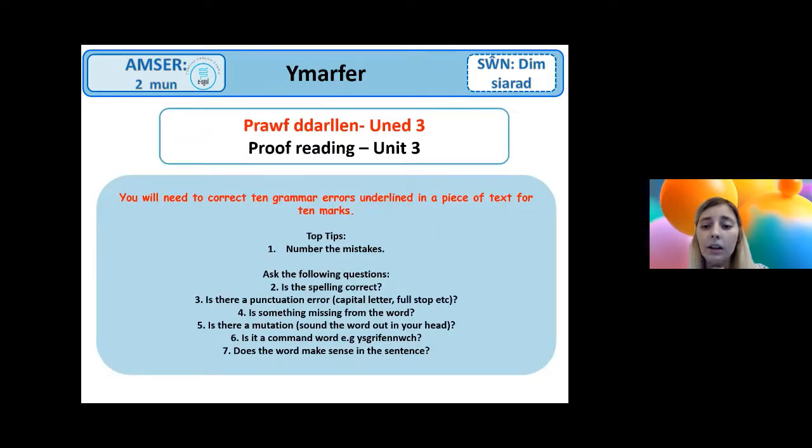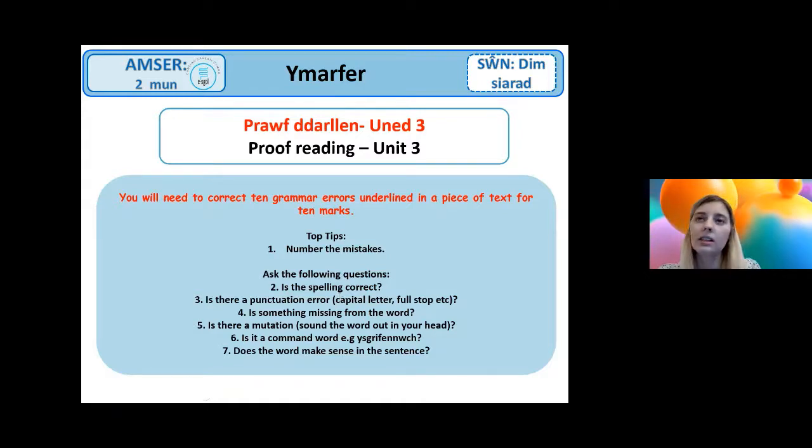So in your Unit 3 exam, the first exam you would be sitting, there's a prawf-ddarllen exercise, a proofreading exercise. That means you need to correct 10 errors underlined in a piece of text for 10 marks. What I would do, if you were going to answer this exam question when you return to school, first of all, number the mistakes 1 to 10, because if you miss out a mistake, then you are giving the marks away and you won't be able to achieve the levels that you deserve.